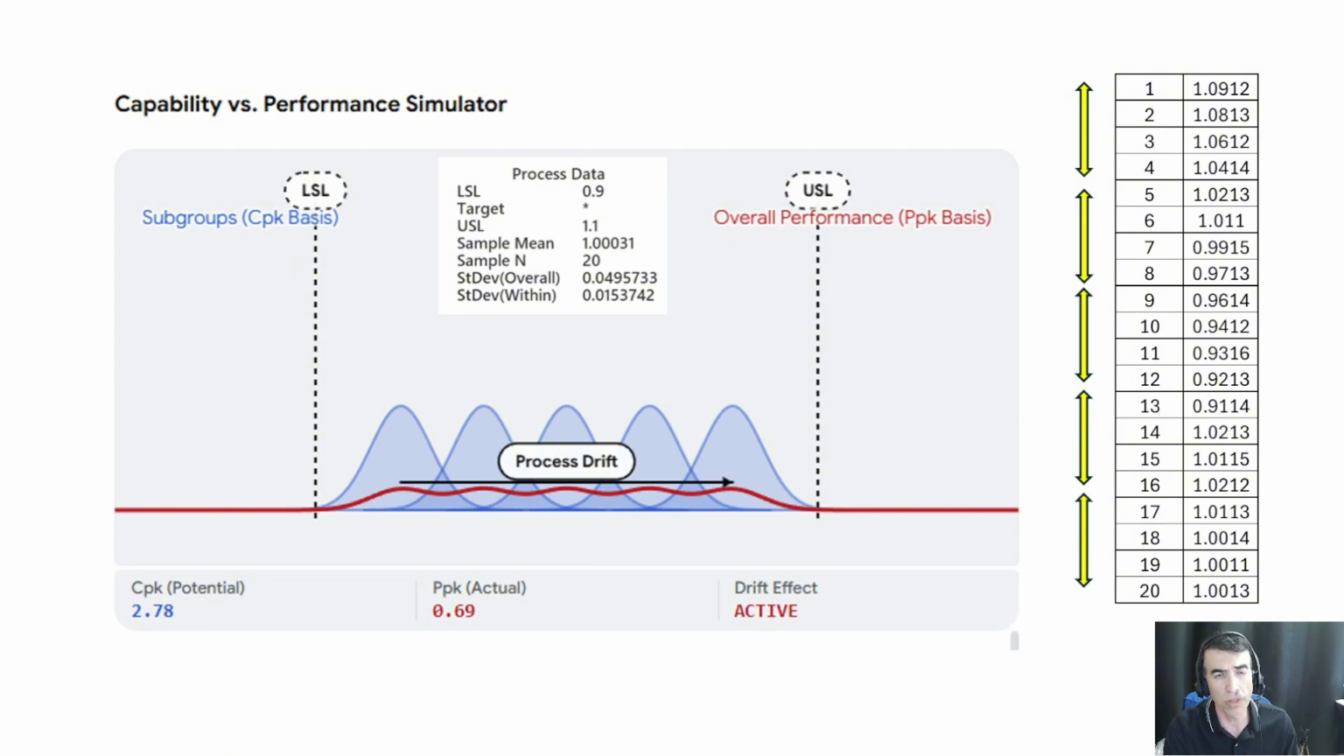Cpk is only important when you are looking at the process, when you want to look at how the process is moving, how each subgroup is doing. That's the difference between Cpk and Ppk.